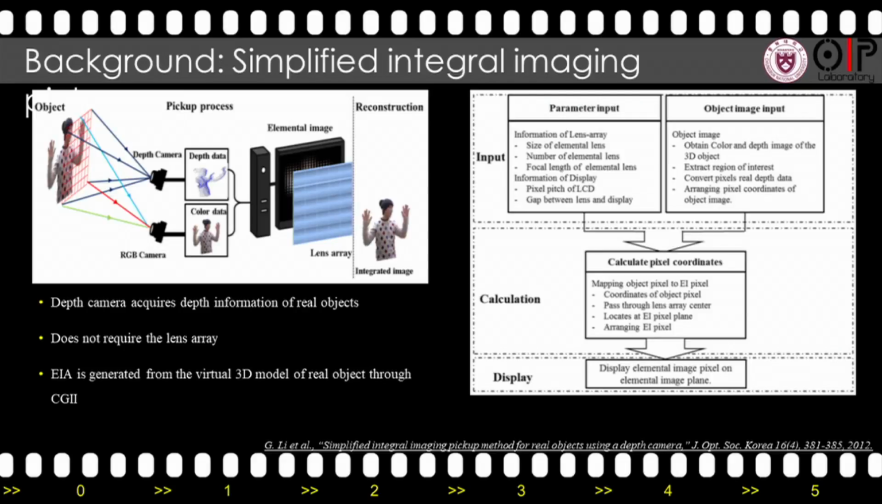In this case, the user must input the information of the lens array, such as the number of lenses, the focal length of the lens array, and the size of each elemental lens. Also, the pixel pitch of the display device should be provided by the user. Finally, the computer-generated integral imaging method generates the elemental image array through computer generation, and the optical lens array reconstructs the three-dimensional image from the EIA.